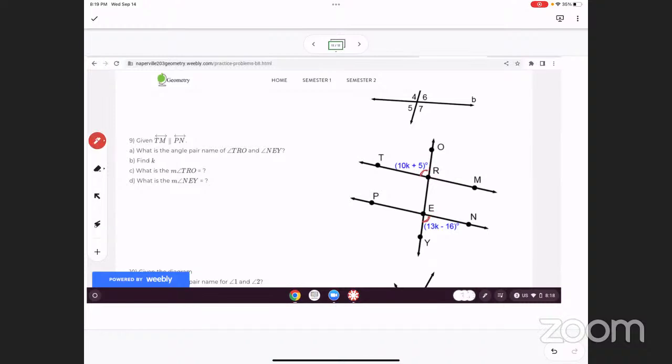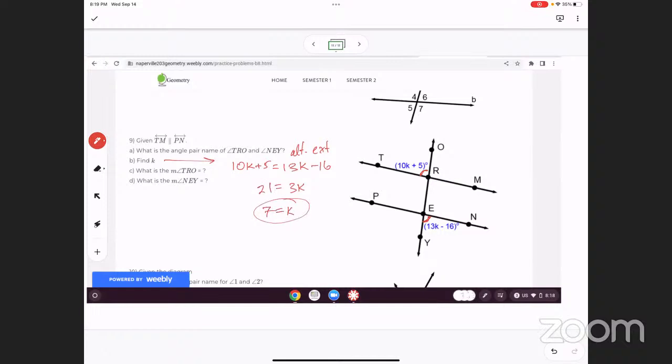Yep, because they're alternate exterior, right? So if those two are the same, what can you do? We could set them equal to each other. Yep, alternate exterior. And it says find K. So we're going to set that equal to each other. 10K plus 5 equals 13K minus 16. So let's solve this equation. Let's move the K's to the right side, so it's positive. So that would be 3K. And let's move the negative 16 to the other side, so add it. So that would be positive. And so K equals 7.